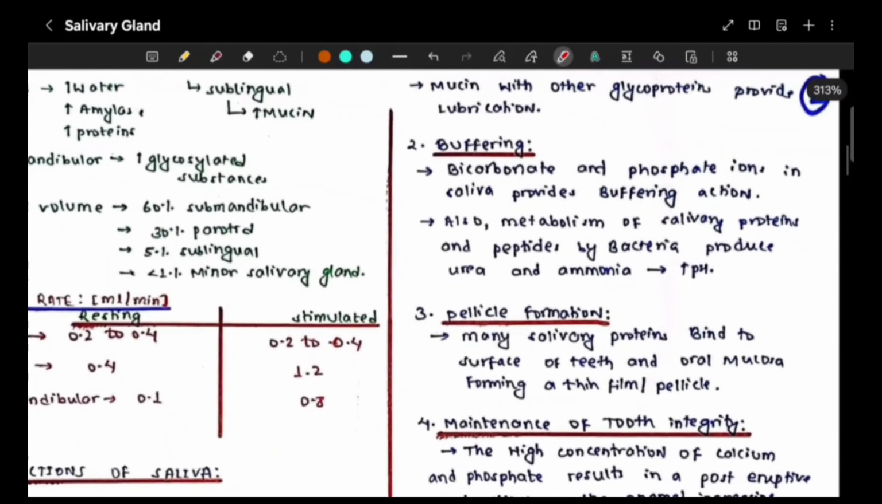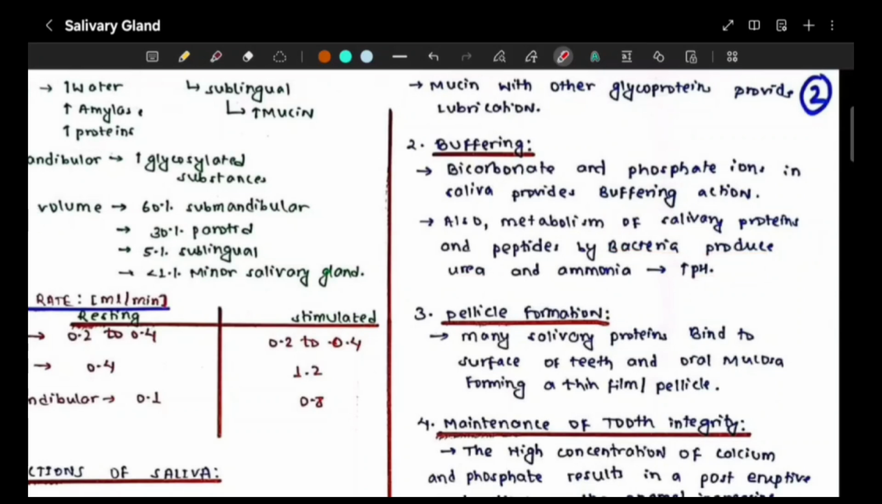After that, the buffering action of saliva. This is also one of the most important functions of the saliva. Bicarbonate and phosphate ions in the saliva produce the buffering action. Also, the metabolism of salivary proteins and peptides by bacteria produces urea and ammonia that increase the pH.